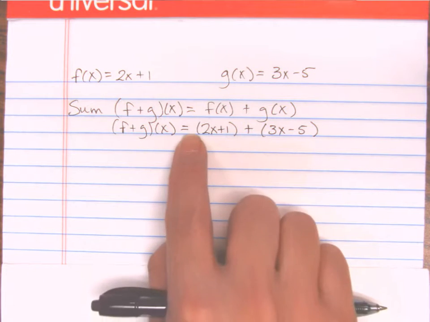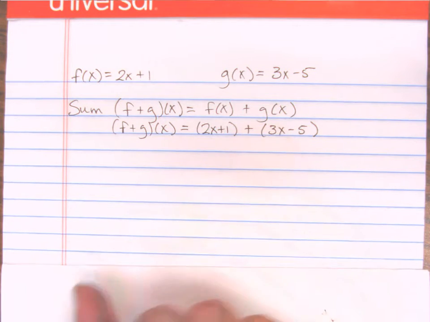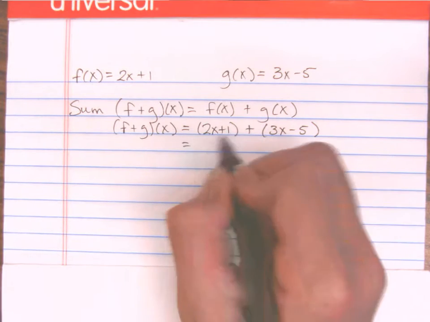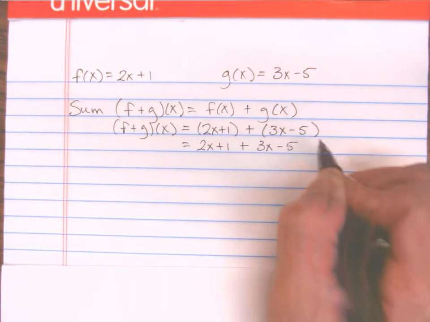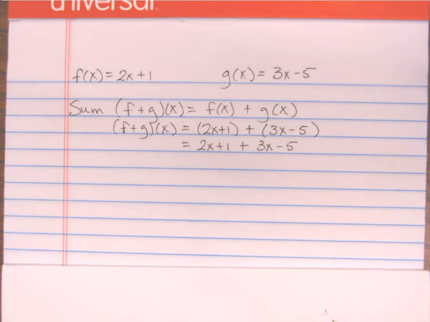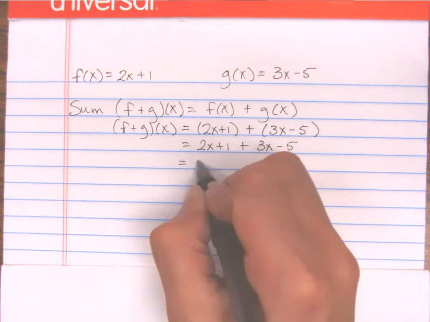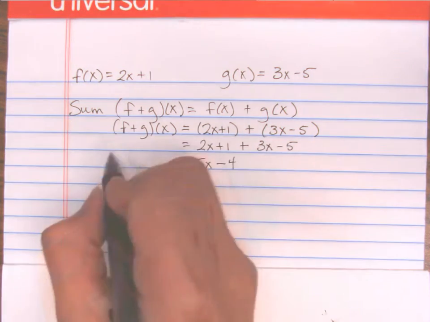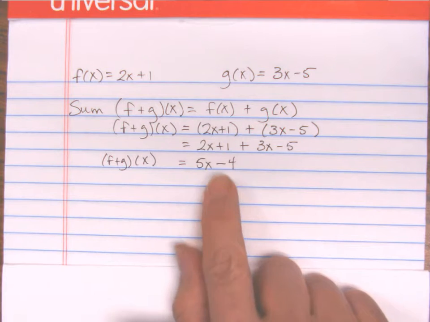Okay, I don't have anything multiplied to the front of these parentheses. I have a plus sign in between them, so I don't have to distribute anything over. So I don't actually need the parentheses. So I'm fine to say that this is 2x plus 1 plus 3x minus 5. And now all I have left to do is combine my like terms. So 2x plus 3x gives me 5x. 1 minus 5 gives me minus 4. So f plus g of x is equal to 5x minus 4.